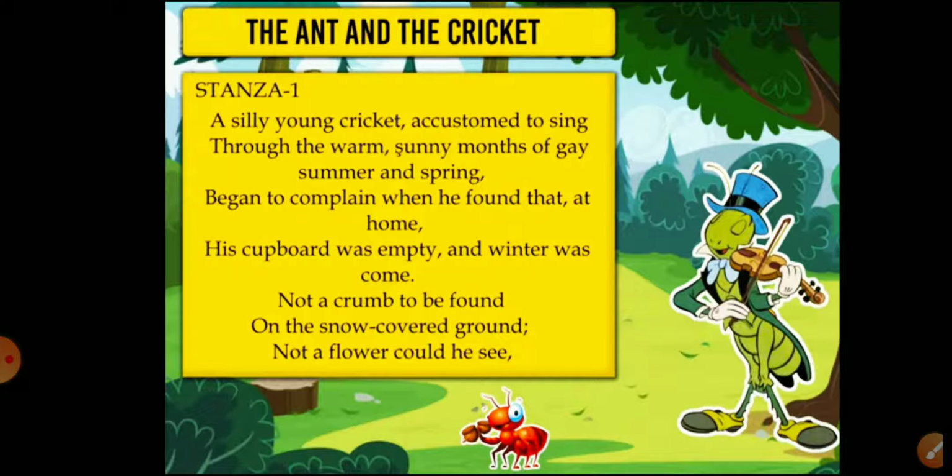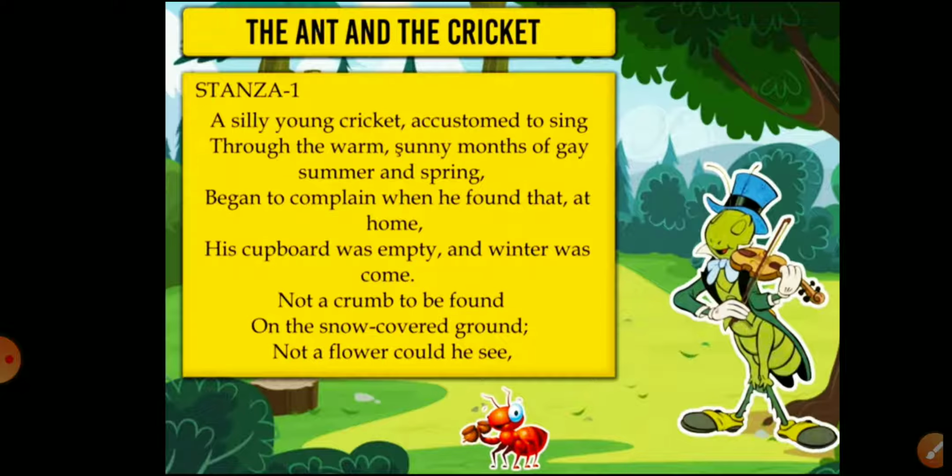The cricket is a silly grasshopper, and he does not care about the future and keeps enjoying the summer season rather than collecting food or making a shelter for himself. On the contrary, the ant is exactly the opposite of the cricket. Instead of wasting time, it gathers food for itself and makes shelter in the summer season.